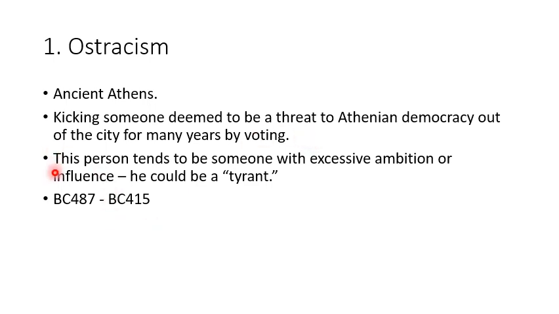This person tends to be someone with excessive ambition or influence. So he could be a tyrant. A tyrant back then meant somebody who could override the existing constitution. Not necessarily brutal. This guy definitely has ambition, but not necessarily brutal. He may not use force to achieve his goal, but he's going to be a threat to the existing rule. And ostracism was practiced between 487 to 415 BC, based on what I've read.